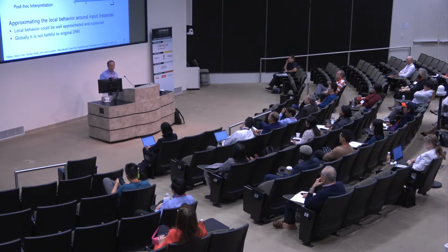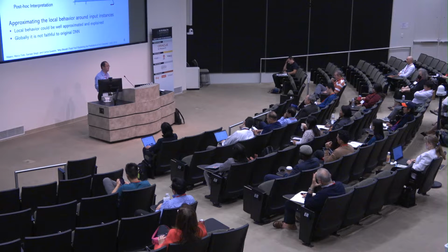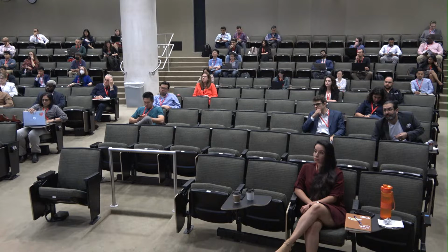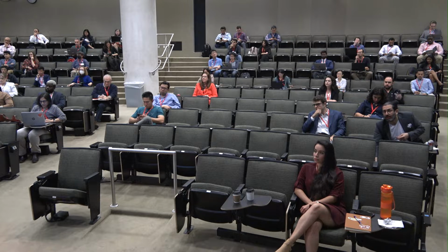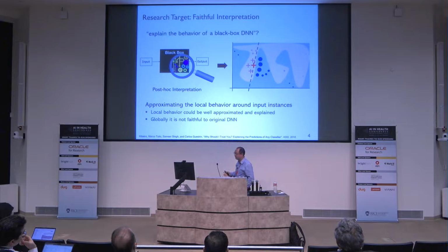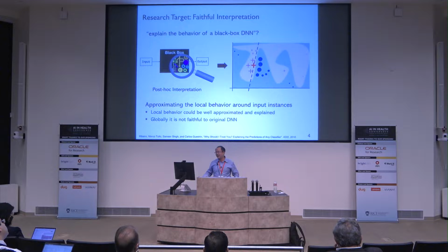So this is called approximating the local behavior around the input instances. Rather than understanding the original complicated deep learning model, we want to develop a simple but intuitive linear model such that we are able to have a basic and high-level understanding of this model. And while we can see the local behavior here, okay, it can be very well approximated and explained. Unfortunately, globally, it is not very faithful to the original DNN, right? So how are we going to tackle this challenge? Later, I'm going to showcase a very specific algorithm for what we should do.